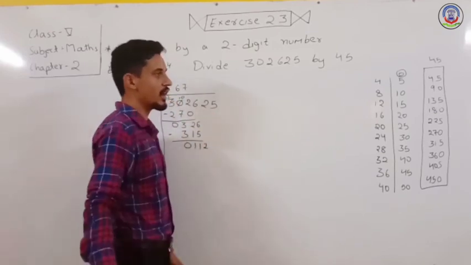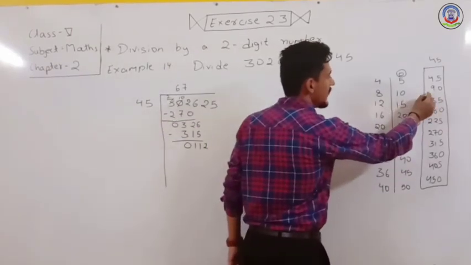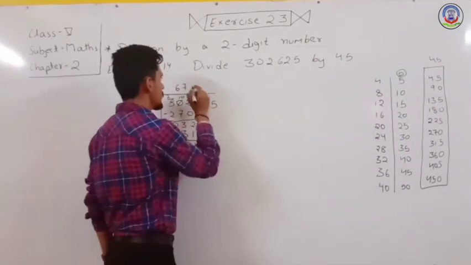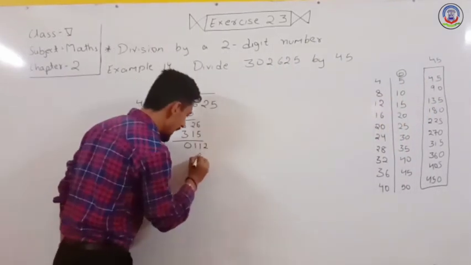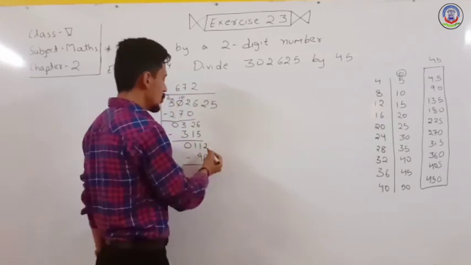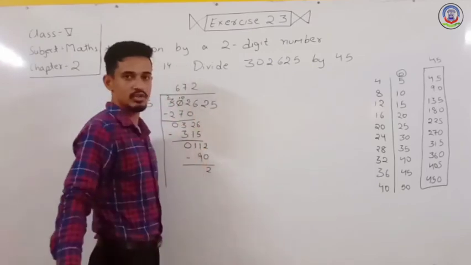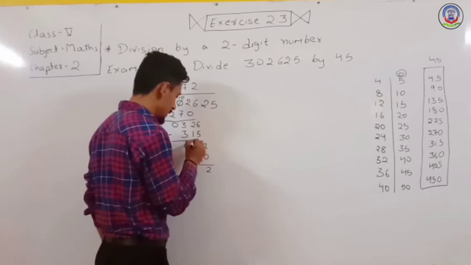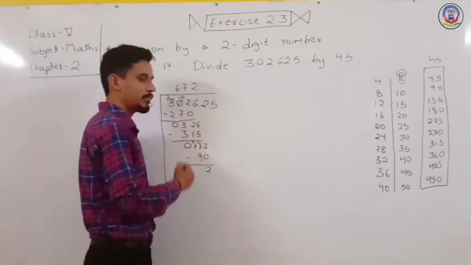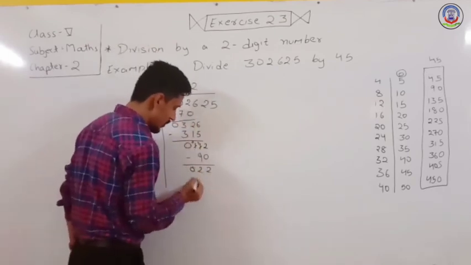Our number is 112, so we check here. Our number 90 is smaller than 112, so it comes as 1 and 2, so 2 times. 2 times 90. So now we subtract this. 2 subtract 0 is 2. Now 1 subtract 9 is not possible, so we borrow from another number. It is 0 and it is 11. Now 11 subtract 9 is 2. So we write 2 here and here it is 0 as usual.